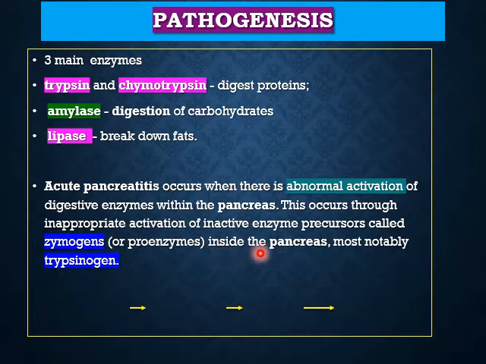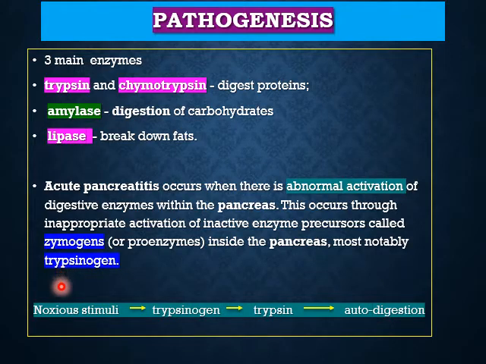Inside the pancreas, the most notable of these precursor enzymes or proenzymes is trypsinogen. Okay, here you have noxious stimuli of various causes. They inappropriately activate the precursor enzymes, the proenzymes, trypsinogen, and trypsinogen becomes active trypsin, and this results in autodigestion of the pancreas. And that is the damage that is done in acute pancreatitis.